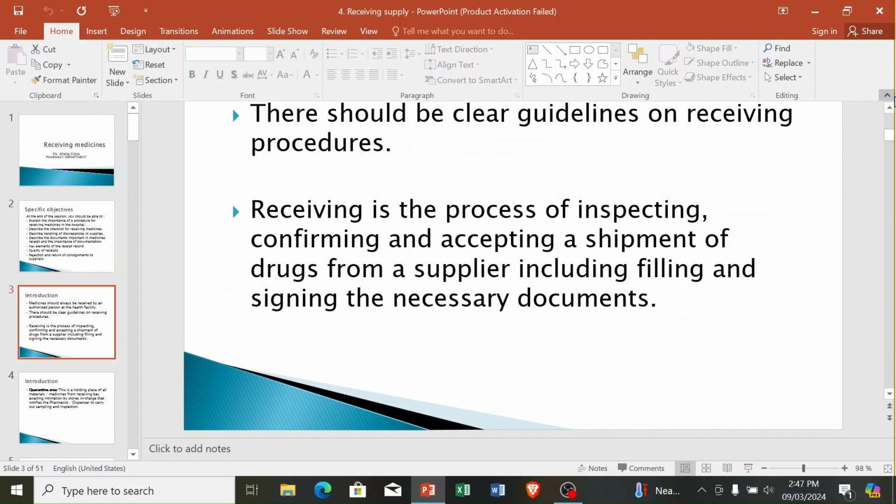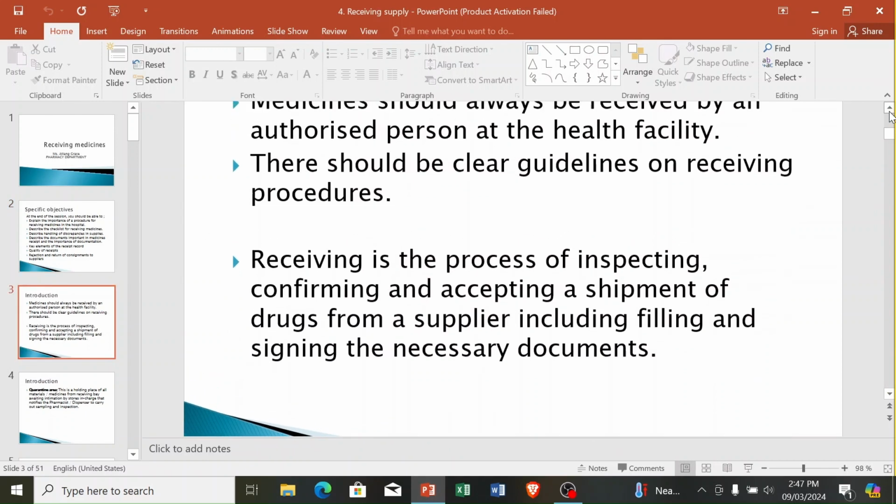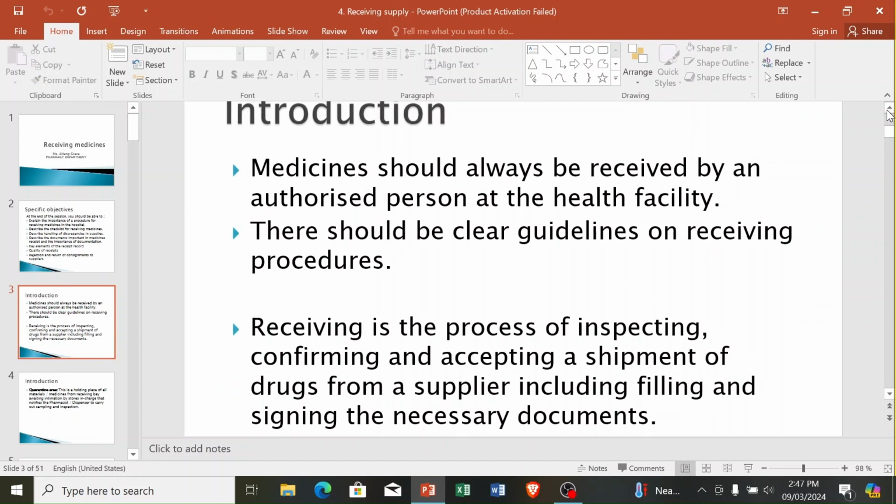So let us look at the introduction to receiving of medicines. Medicine should always be received by an authorized person at a health facility. There should be clear guidelines on receiving procedures. Procedures for receiving should be outlined, and there should be standard operating procedures.